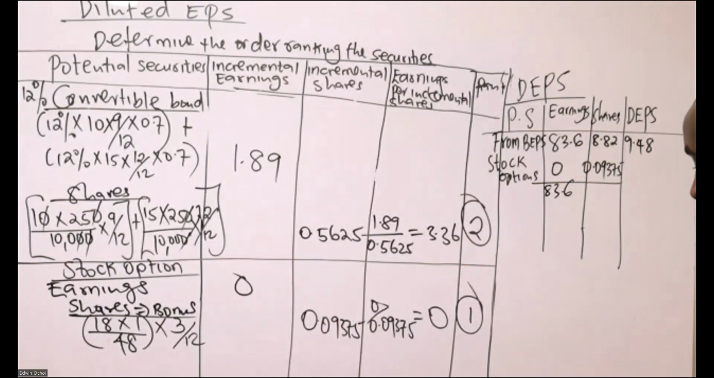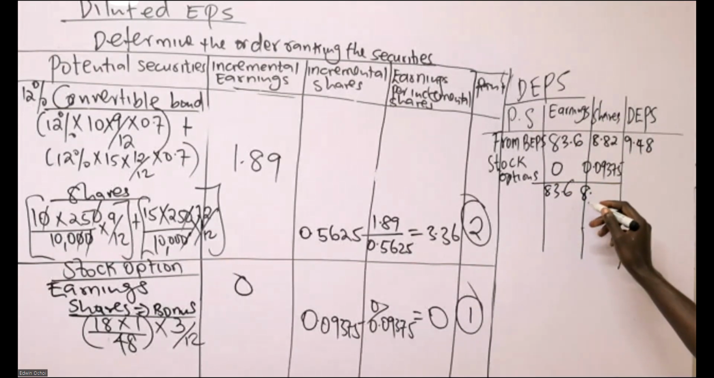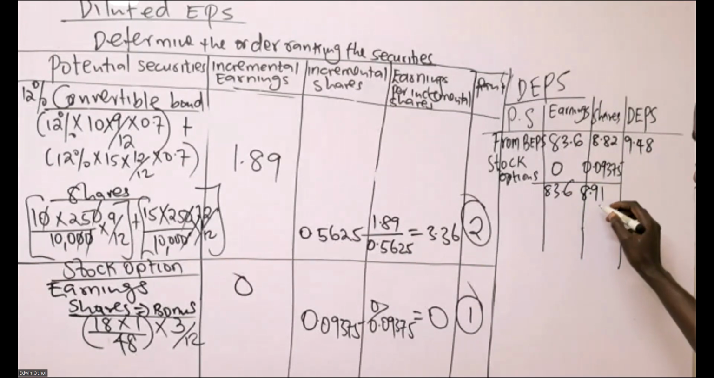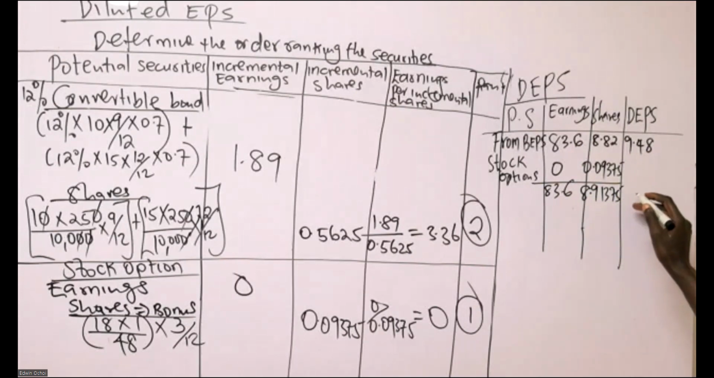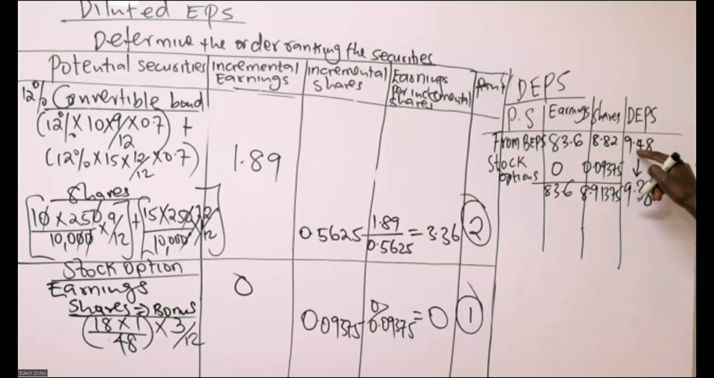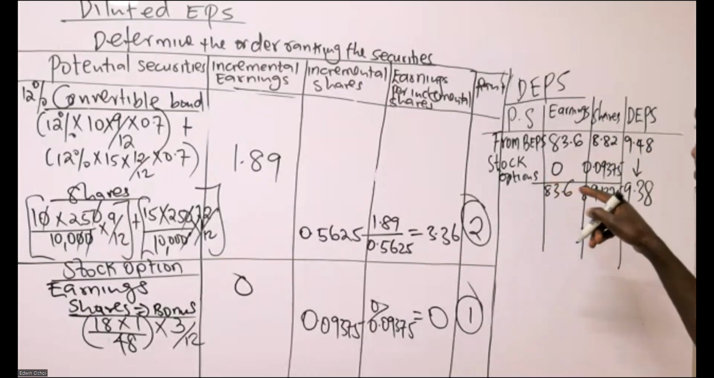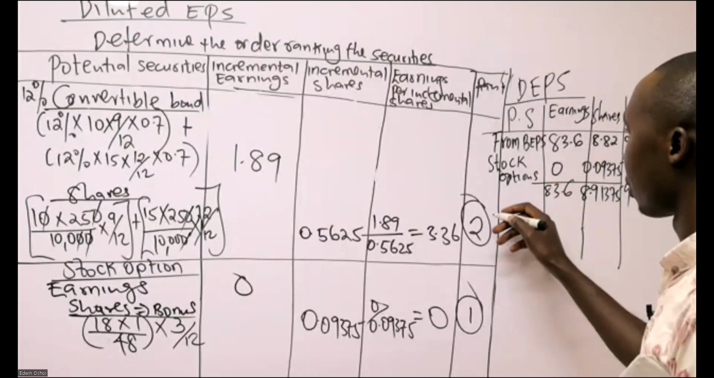8.82 plus 0.09375 is 8.91375. Divide this and this: 83.6 divided by the answer gives 9.38 to 2 decimal places. You can see it's now reducing. It's diluting 9.48, meaning the stock options is a dilutive security.